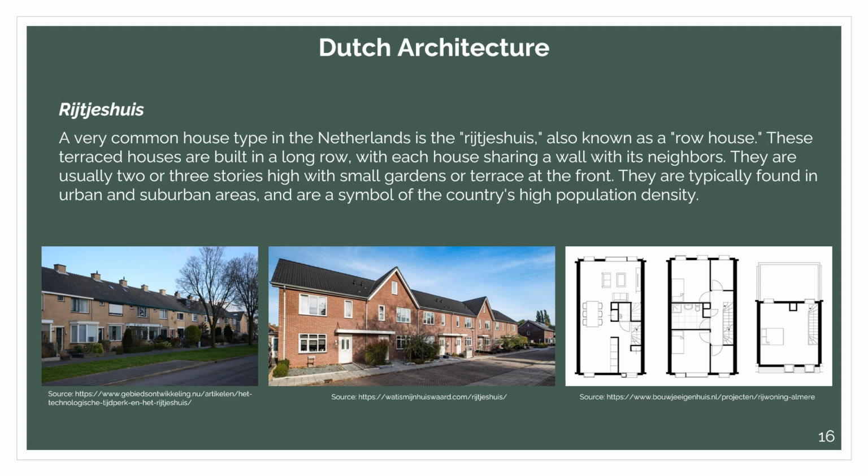Rijtjeshuis. A very common house type in the Netherlands is the Rijtjeshuis, also known as a row house. These terraced houses are built in a long row, with each house sharing a wall with the neighbors. They are usually 2 or 3 stories high with small gardens or terraces at the front. They are typically found in urban and suburban areas and are a symbol of the country's high population density.